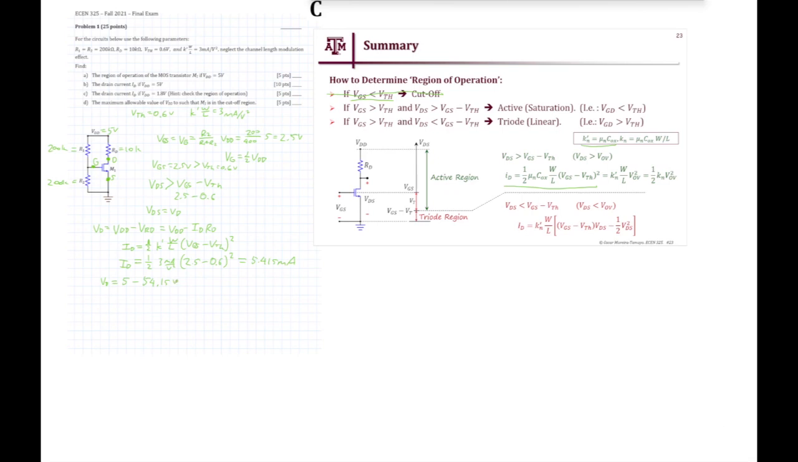which gets us 54.15 volts. Now our VD value is going to be negative 49 volts, which is clearly much less than our 2.5 minus 0.6 volts. Right? It doesn't even make sense to have a negative voltage in this case. So we are clearly not in the active region, and therefore we are in the triode region. Okay, so we are in the triode region.